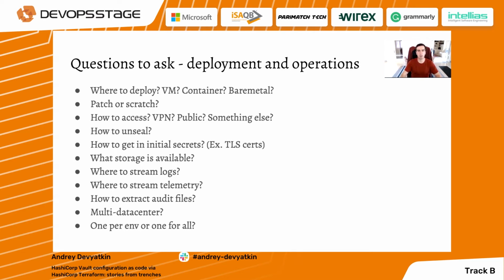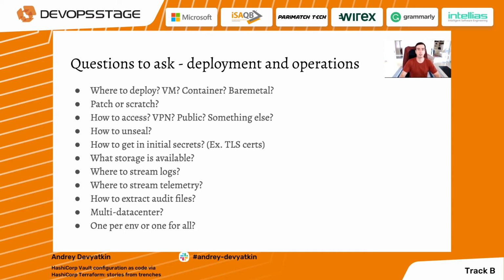How are you going to maintain this installation? Are you going to patch it, or will you do immutable infrastructure? So you build the image and redeploy every time you need to change. How are you going to access it? Like VPN, internal network, public, maybe something else, maybe some kind of hybrid.